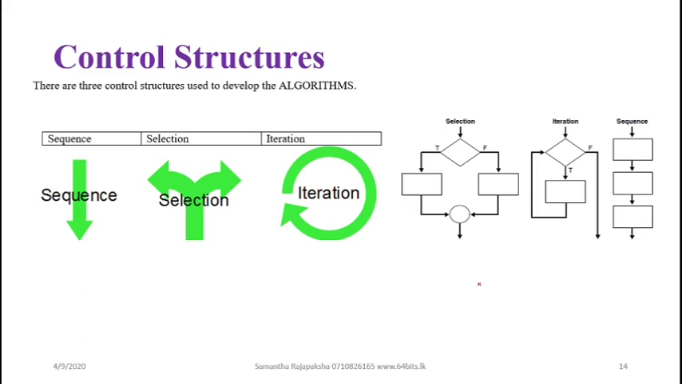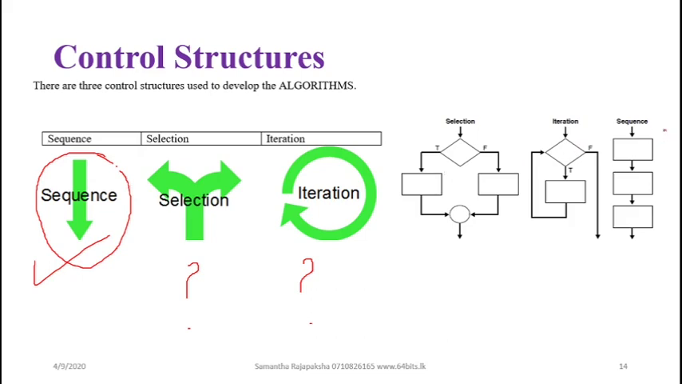Then the control structures. Now remember, in algorithms these are very important parts. Most of the complex algorithms are developed using these control structures. There are three: sequence, selection, iteration. Now remember, every algorithm has a sequence. Every algorithm must have this, but the other two may or may not be available. We can't say exactly whether they are there, but sequence must always be there.